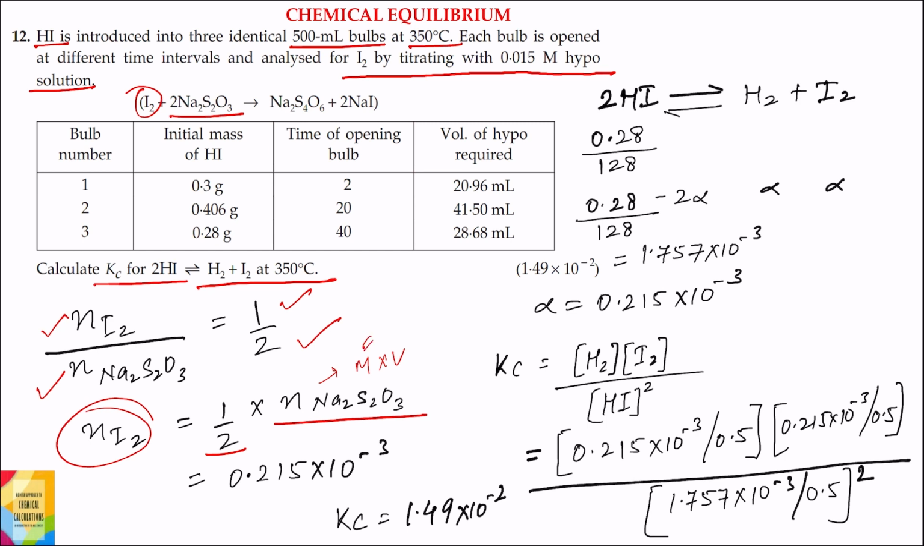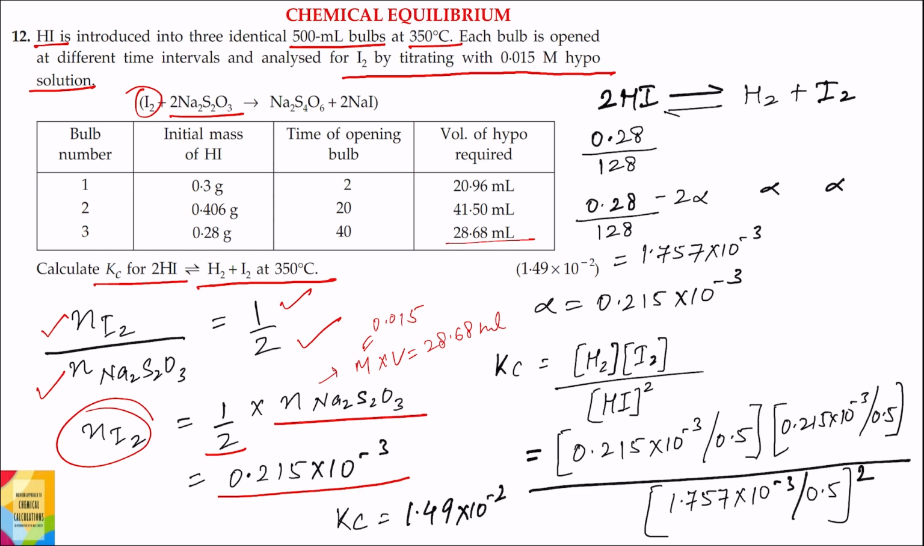Molarity of hypo solution is given as 0.015, and for the volume of hypo solution we will consider the third reading, which is equal to 28.68 milliliter. So converting this milliliters into liters, moles of iodine is 0.215 into 10 to the power minus 3 moles. Now we know the moles of iodine.